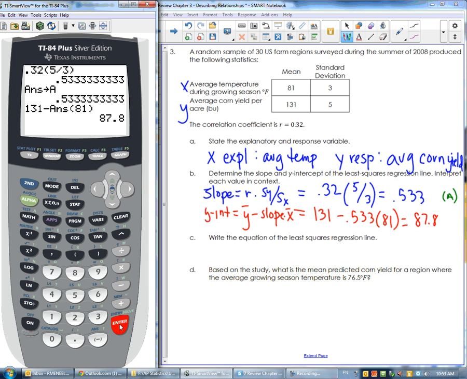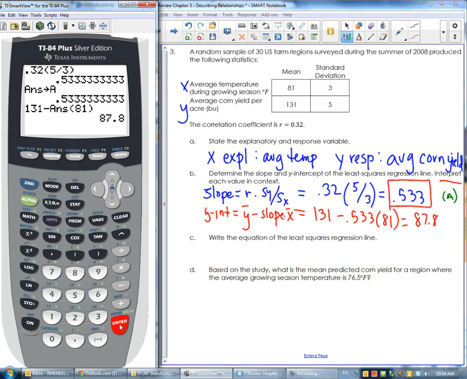Okay, and that I don't need to worry about storing that anywhere. So it also asks me to interpret these values in the context of the problem. So be very careful when you're interpreting. So for the slope, it's as x increases by 1. Well, x has to do with the average temperature during the growing season in degrees Fahrenheit. So for every degree that the average temperature rises during the growing season, I expect an increase of 0.533 bushels per acre of corn.